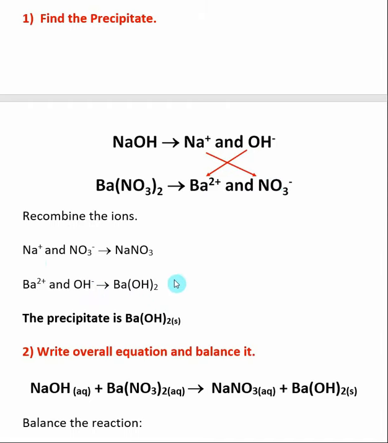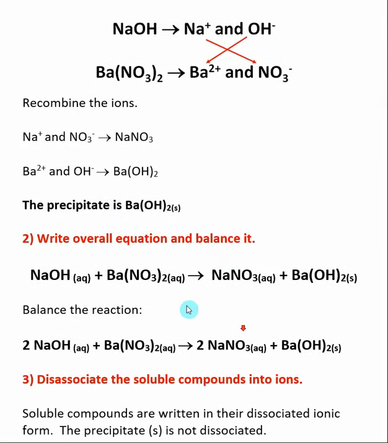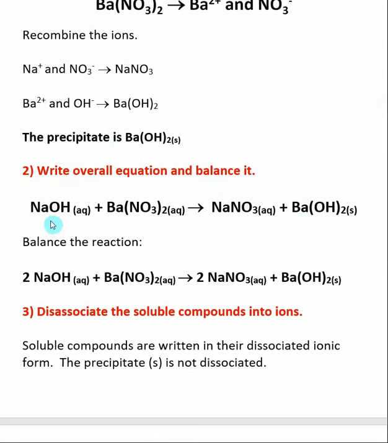Between these two now, we have to determine which one is the insoluble salt. Sodium nitrate is listed as being soluble in Rule 1. Barium hydroxide is shown to be insoluble, so our precipitate, our product of this reaction, is barium hydroxide. Then we write the equation out. The two reactants were given. The two products we determined.